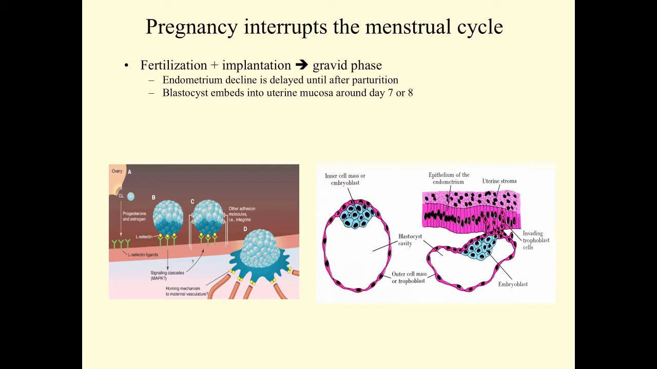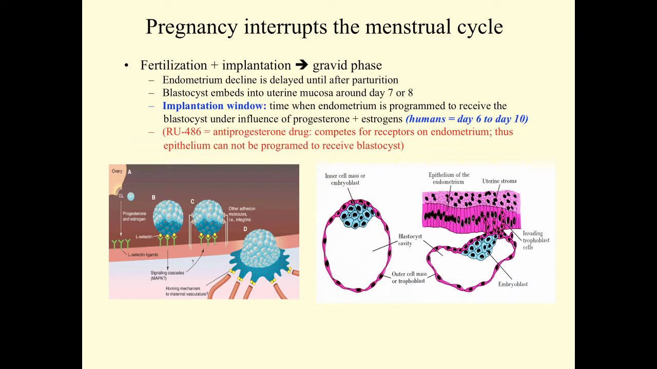The blastocyst will embed into the uterine mucosa around day 7 or 8. Now there's an implantation window. That's the time when the endometrium is programmed to receive the blastocyst under the influence of progesterone and estrogens. In humans, the implantation window occurs between day 6 to day 10. Now, drugs like RU486, they're anti-progesterone drugs.